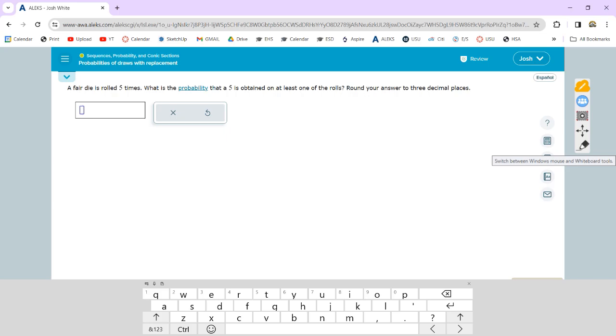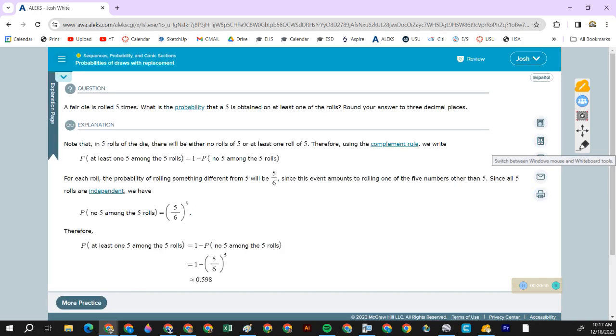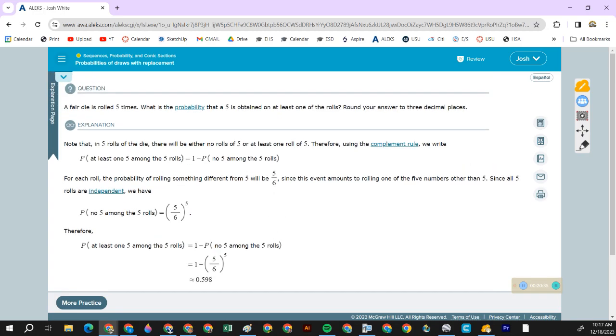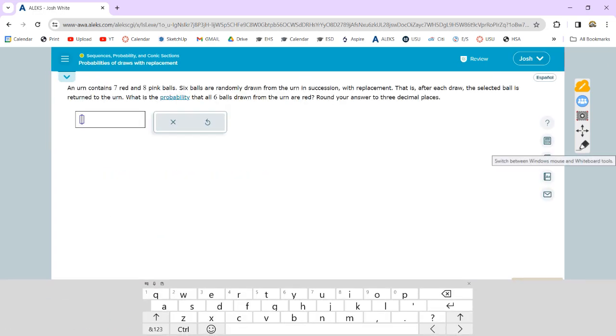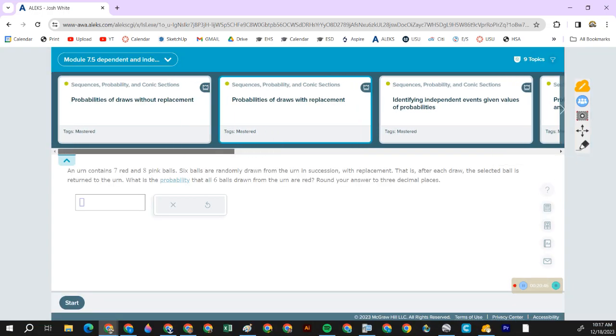A fair die is rolled 5 times. What is the probability that a 5 is obtained on at least one of the rolls? Oh man, this is a hard one. I wonder how they're going to do this. That's messy. That's a little advanced for this class. I'm going to get rid of that one.